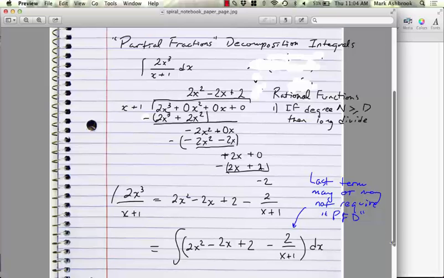And that would be, if the degree of n is greater than or equal to d, you're going to start by long dividing. Okay, and then notice now the degree of d is greater than the degree of the numerator. So we wouldn't long divide again.